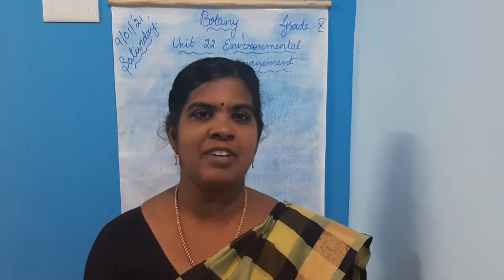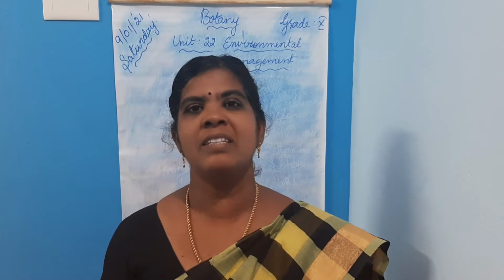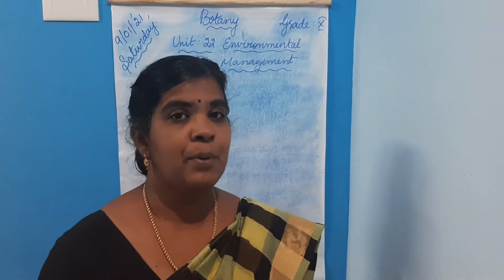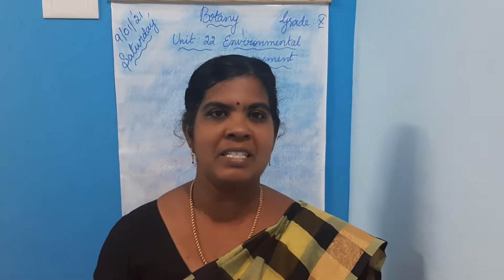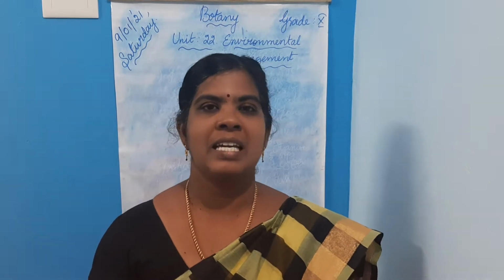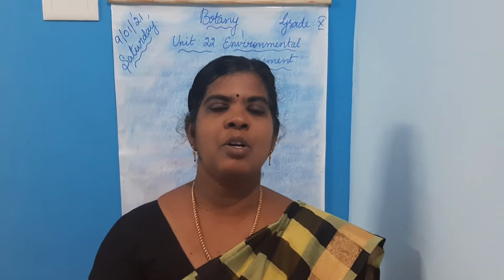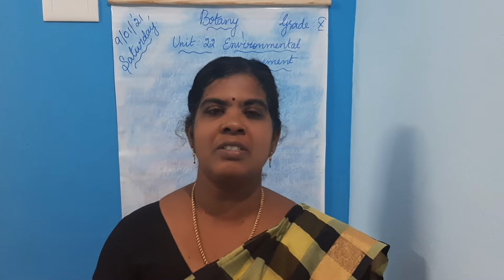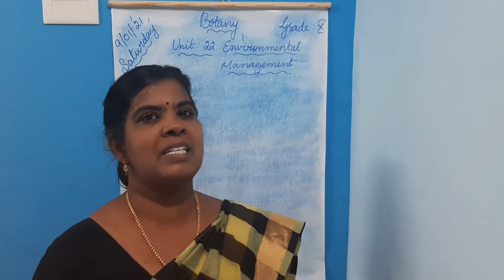Okay, children, in the previous class, we all learned about environment, isn't it? Do you remember what are the components found in the environment? Biotic and abiotic components, isn't it? Biotic components are plants and animals. Abiotic components are non-living things found in the environment, such as soil, water, temperature, wind, etc. Then what about environmental conservation, the protection and maintenance of environment, isn't it?